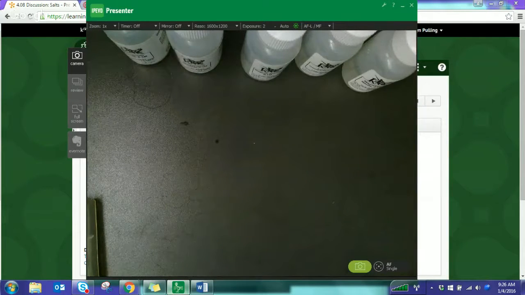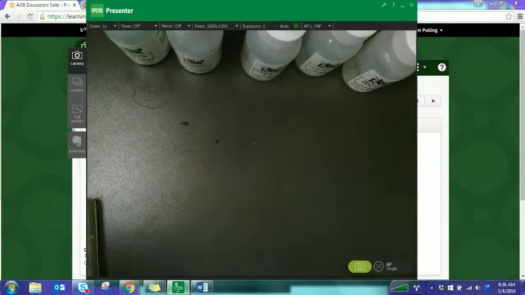All right? There's a few bottles that say they have a phenolphthalein indicator in there. That's for a different lab. You don't want to accidentally grab one of those for this lab. Okay?